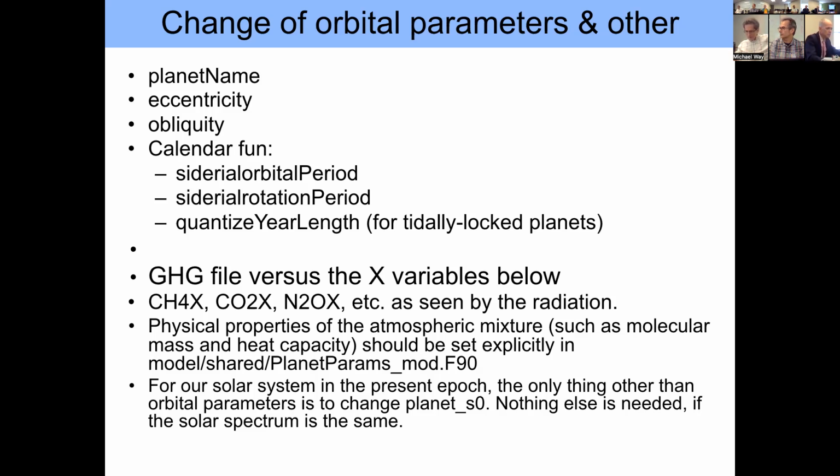I guess the last bullet is important. It's setting your insolation. Again, by default it's Earth insolation in the solar system, but you can change this parameter, planet as zero, to any value you want, up to a reasonable amount, and that's basically your solar constant or stellar constant. That's how much radiation per square meter your planet is getting from the star.